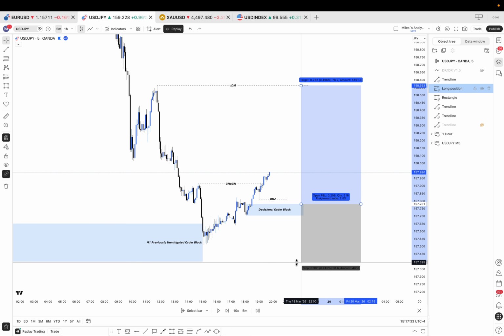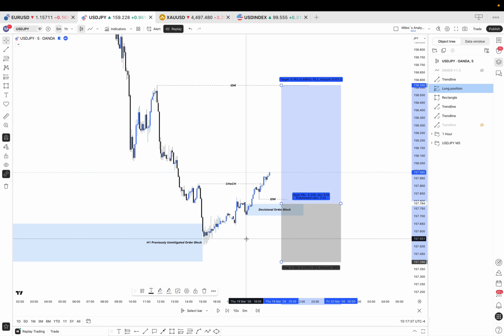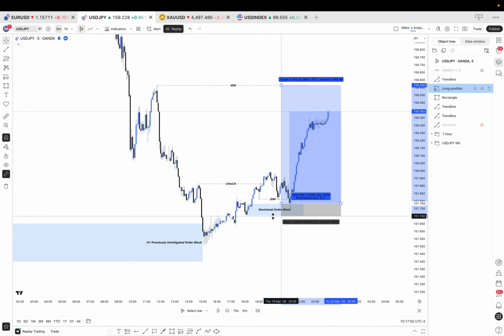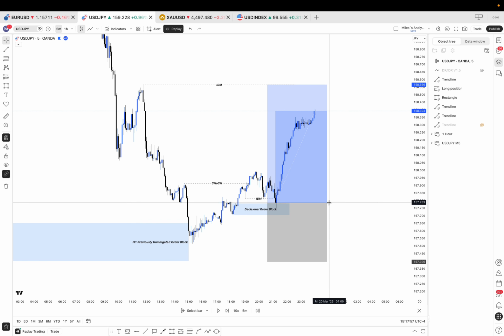Stop loss was just below here. Yeah, as you can see, 1 to 2. And then as price was being delivered, let's see what happened. Price took out inducement, then mitigated the decisional order block, and then went straight up to take profit at 1 to 2. So even if you had put your stop loss right below here, it was going to be like a 1 to 10 risk reward ratio. But just to be safe, the stop loss was here, right?